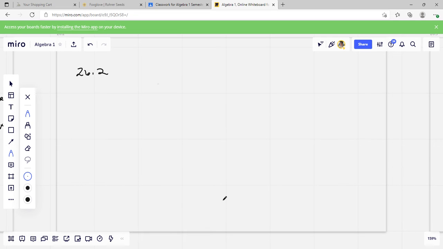It's 26.2. It says solve 3x minus 4 equals 5x plus 7. So our first step is to get our x's on the same side. So I'm going to get rid of this 3x. Oh, that's the exact same problem.